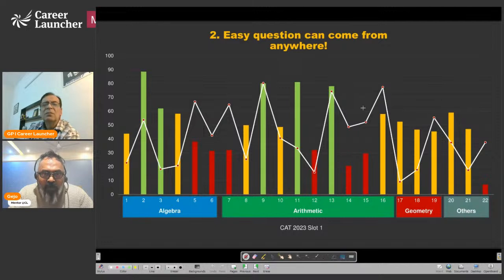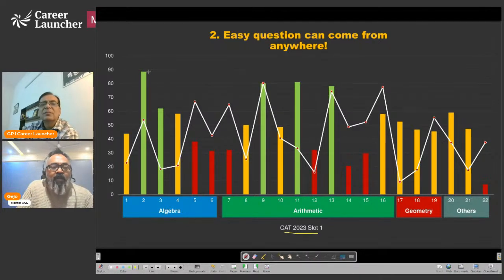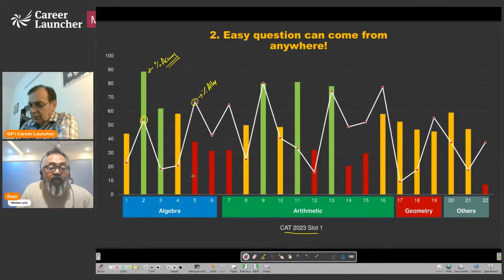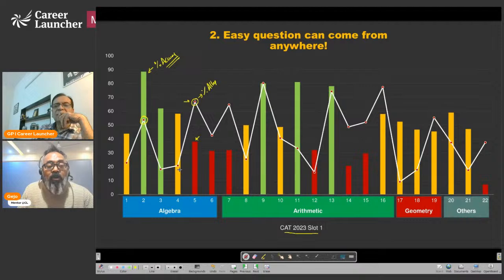Absolutely, which is exactly point number two. This is the data of CAT 2023 slot one, based on the responses that we received. This particular thing talks about the percentage of accuracy out of the students who attempt the question, how many of them got it correct, and these points talk about the percentage of students who attempted a particular question. For example, question number 5 of algebra is attempted by about 65% of the students, out of which about 33, 34, 37% got the question correct.